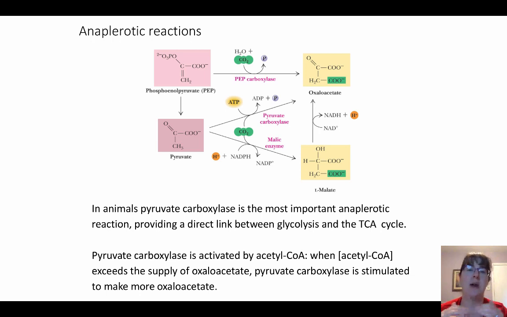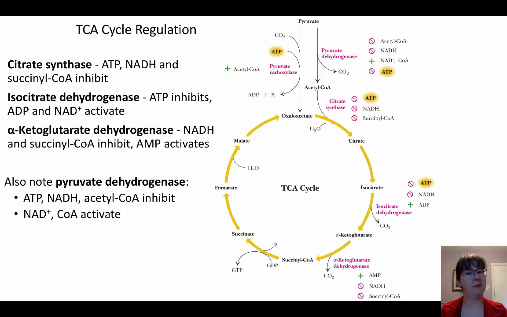That enzyme is going to be activated by acetyl-CoA. So essentially, when you have more acetyl-CoA than you have oxaloacetate, that pyruvate carboxylase is going to be stimulated to make more oxaloacetate. So essentially, the cell's kind of geared to have equal amounts of oxaloacetate and acetyl-CoA. And when that fails and you have more oxaloacetate than acetyl-CoA, that pyruvate carboxylase kind of gets into gear to keep those ratios similar.